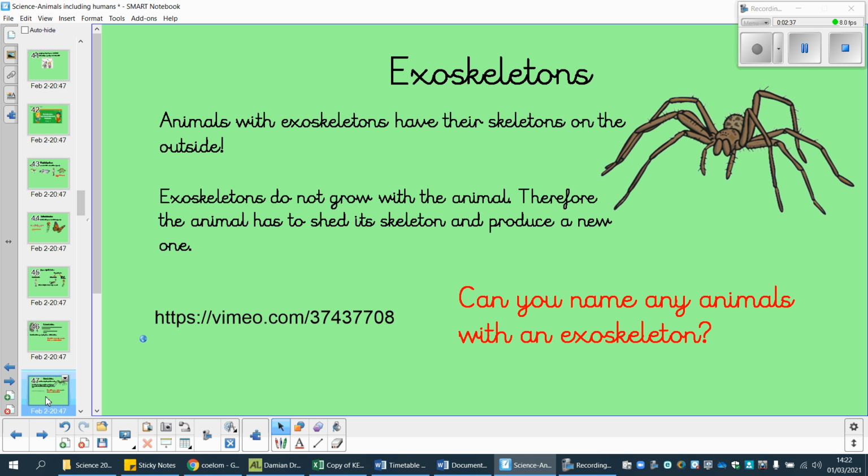Exoskeletons. Animals with an exoskeleton have their skeletons on the outside. Exoskeletons do not grow with the animal. Therefore, the animal has to shed its skeleton and produce a new one. Okay, again, I'll put this link on for you to have a look at on the class story, and you'll be able to see one of the creatures that are actually shedding its skeleton. It's quite fascinating to watch.